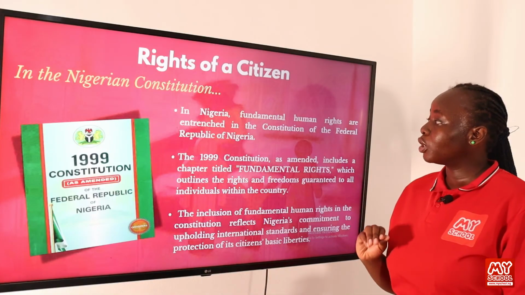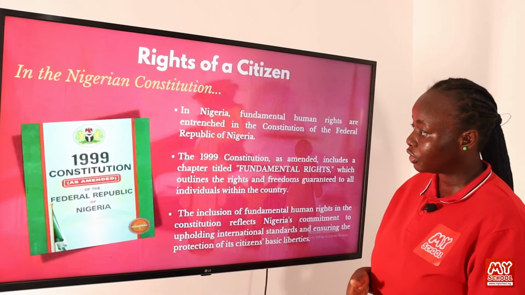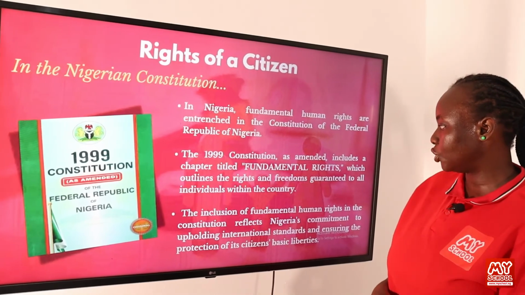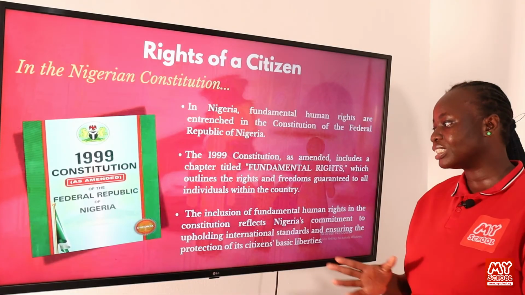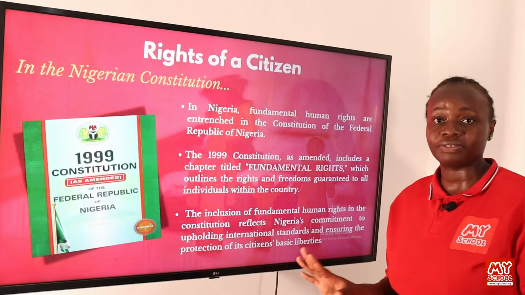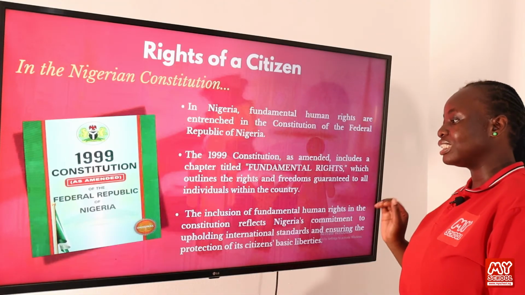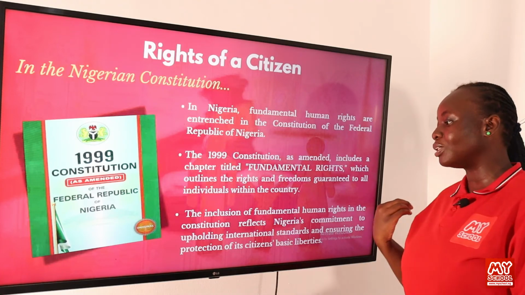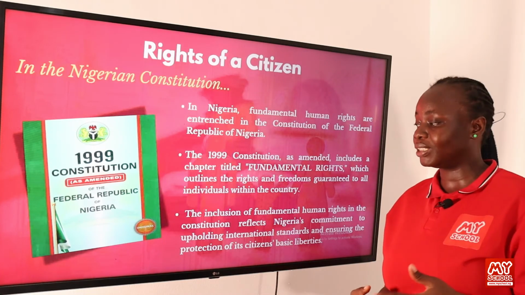Alright, so in Nigeria, fundamental human rights are entrenched in the Constitution of the Federal Republic of Nigeria. So the 1999 Constitution, as amended, includes the chapter titled Fundamental Rights, which outlines the rights and freedoms guaranteed to all individuals within the country. So the inclusion of fundamental human rights in the Constitution reflects Nigeria's commitment to upholding international standards and ensuring the protection of its citizens' basic liberty.